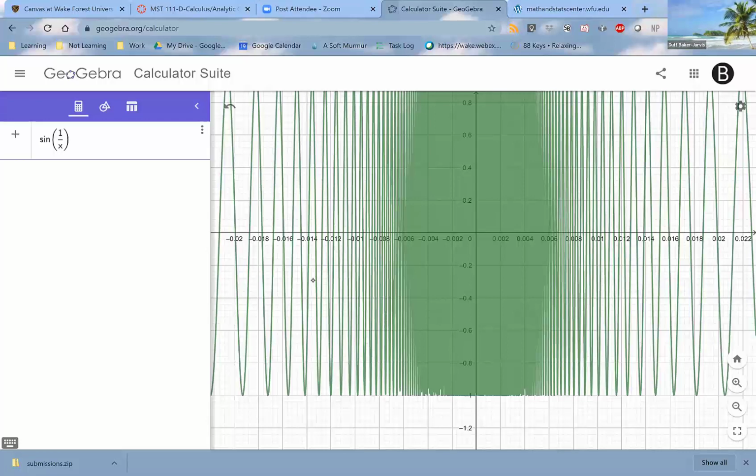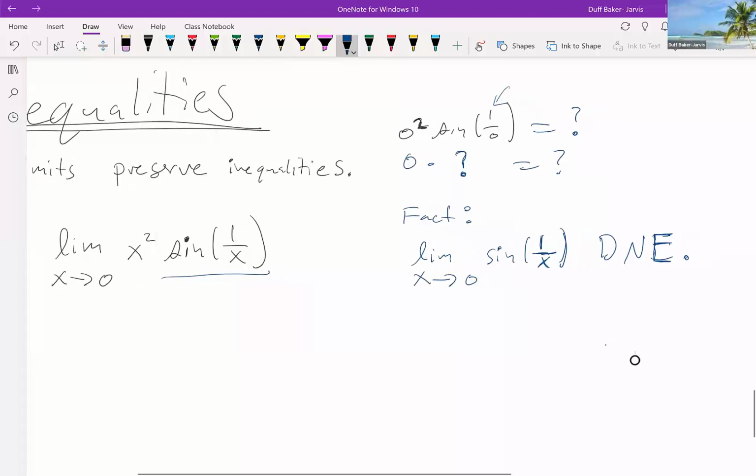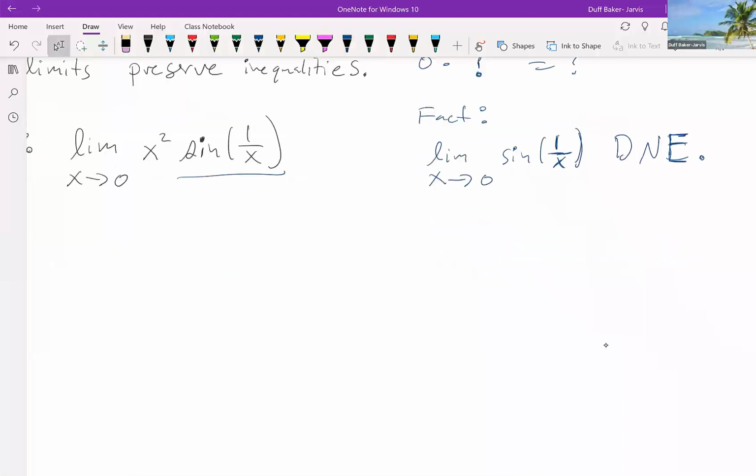So in the end, what you realize is that this is an example of a limit that doesn't exist. And it's for this other weird reason, just that the function never settles down to a particular value near 0. It has this weird property that it goes up and down kind of infinitely fast near 0. So it doesn't exist. But if I add the x squared, let's see what happens.